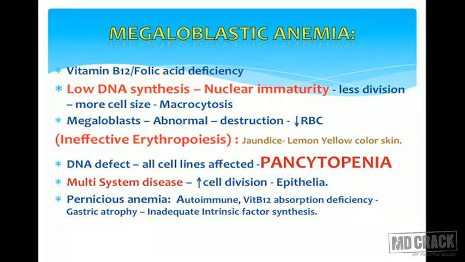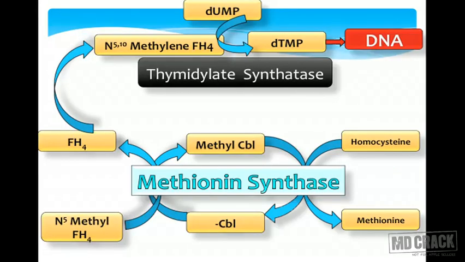Remember, one of the causes for megaloblastic anemia is pernicious anemia. It's a peculiar type of megaloblastic anemia where the patient will have an autoimmune disease. The patient will have anti-parietal cell antibodies. They will have anti-intrinsic factor antibodies, and vitamin B12 absorption will become deficient. Mainly, it could be even due to gastric atrophy. That's why the patient will have inadequate intrinsic factor synthesis itself affected. Mainly, the patient will have gastric atrophy.